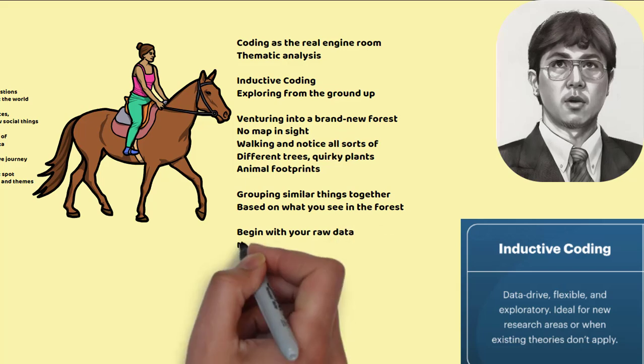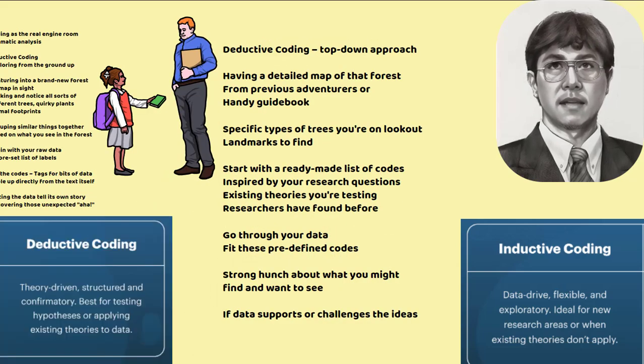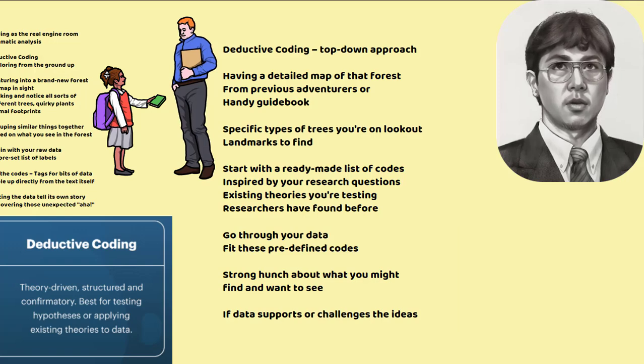Next, we have deductive coding, our top-down approach. Now, picture having a detailed map of that forest, maybe from previous adventurers or a handy guidebook. You know there are specific types of trees you're on the lookout for, or particular landmarks to find. Deductive coding is similar. You start with a ready-made list of codes, often inspired by your research questions, existing theories you're testing, or what other researchers have found before. Then, you go through your data specifically looking for examples that fit these predefined codes.